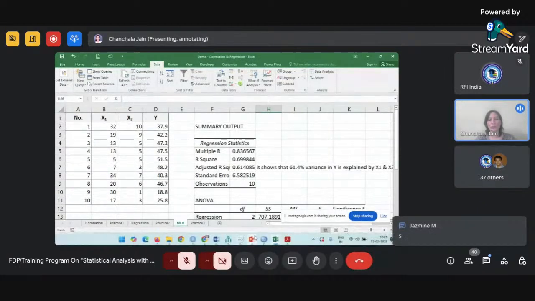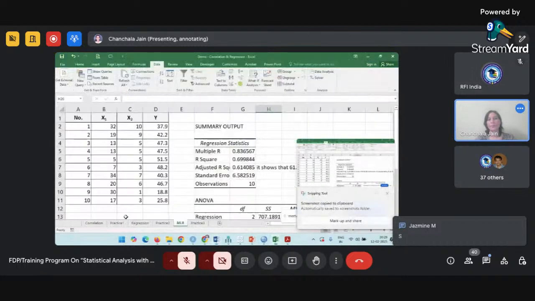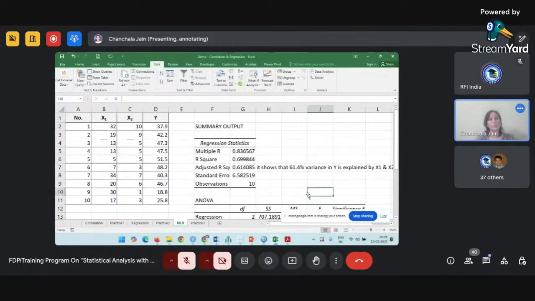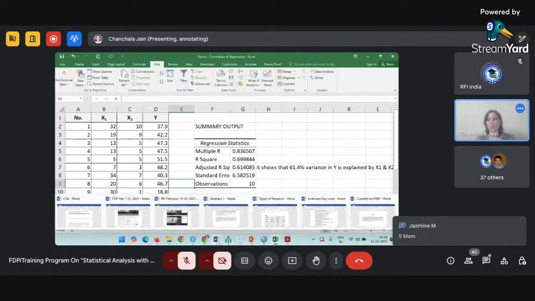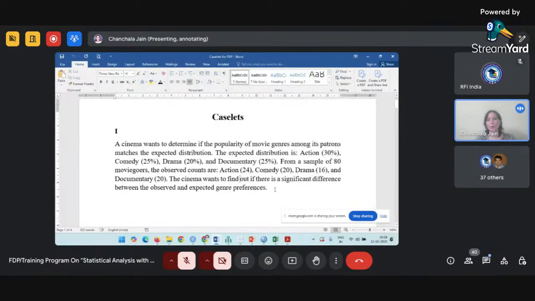Any doubt you are having? Anyone? No doubt? Fine. So I think I'll take at least 2-3 situations so that you would be able to understand these things. So I think I'm showing you a Word file. Visible, I hope.